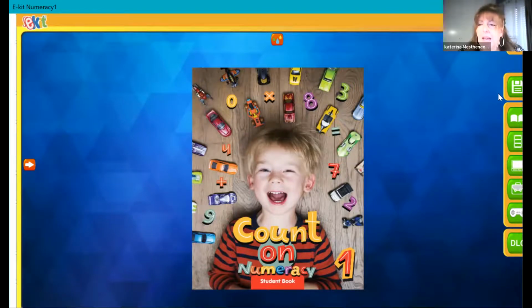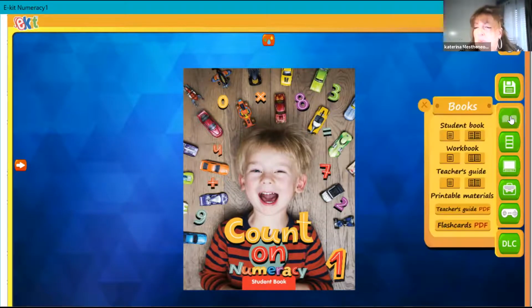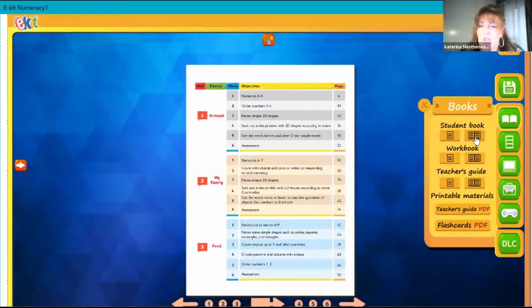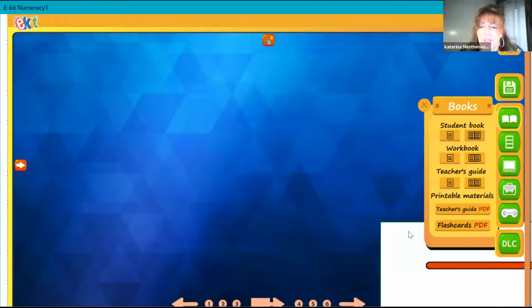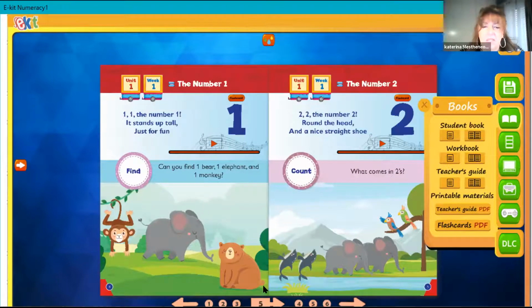And you will see here at the sidebar, the first thing that we have here are the books. So if I click on this, it gives you a choice of using the student's book, the workbook, the teacher's guide. Let's have a look at the student's book. You can either have single pages or you can have 2 pages together. If you want to move on, you press the arrow down here.